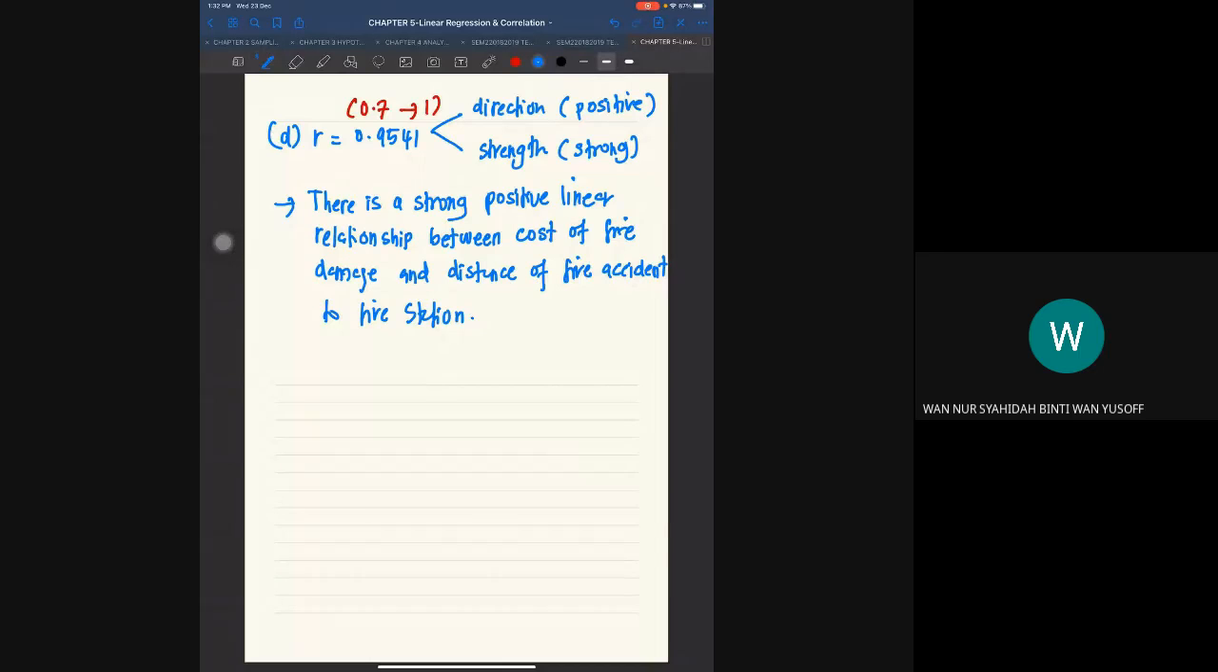Okay, any questions so far? So this is how we interpret. The most important are these two, they must be in your interpretation. If you miss either one, there's no mark for the interpretation.